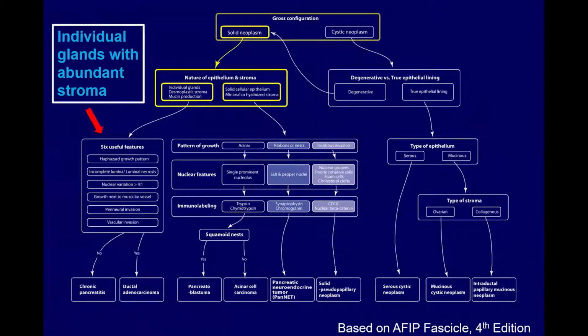Those six features that we use are a haphazard growth pattern, incomplete lumina or luminal necrosis, and nuclear variation, so size variation greater than 4:1 within the same gland. And then three features at the end that I like to think of as cells where they don't belong. The first being the growth of glands next to large muscular vessels, perineural invasion, so glands actually involving a nerve, or vascular invasion, so epithelial cells invading into either lymph spaces, arteries, or veins.